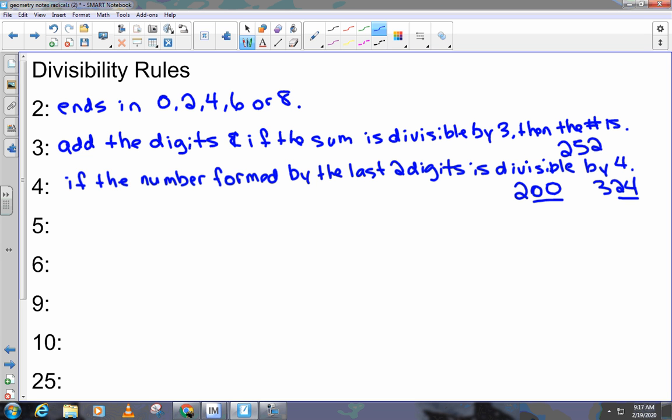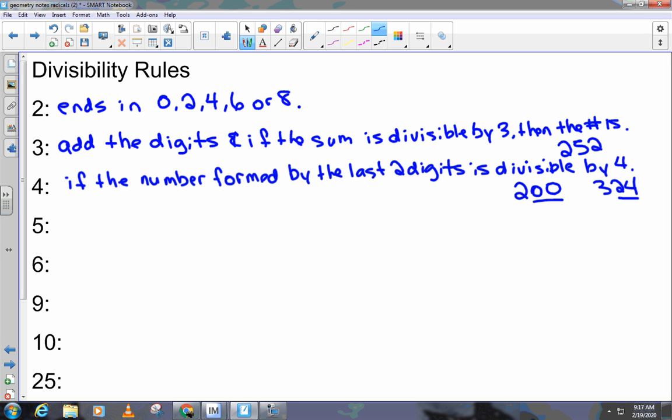You can always use this rule if you want to determine if it's an election year. 2020, is it an election year? The last 2 digits are 20, right? The next election year would be 2024, and then 2028, and so forth. You can always know if it's an election year.